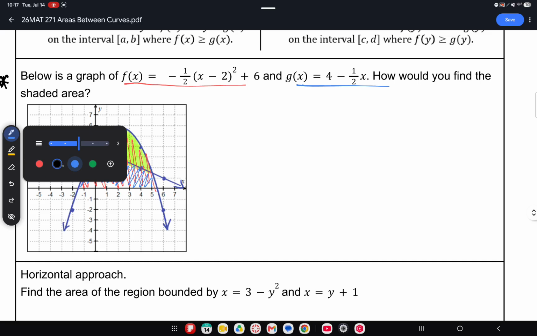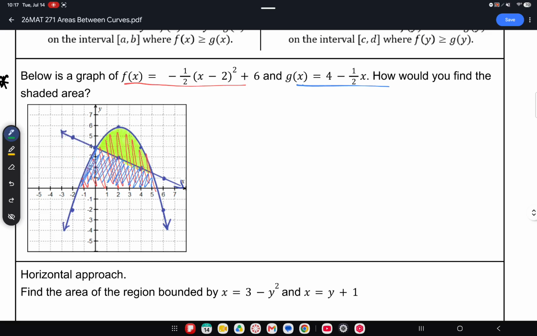And then notice that the green area is like an extra piece almost. It's almost like if I subtract them. So it's almost like I find the integral from a to b for f of x dx, and then I subtract off the area of the other one. And I'm just left with that green chunk. So I can combine these.